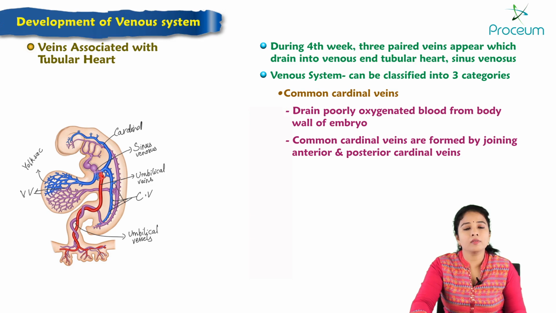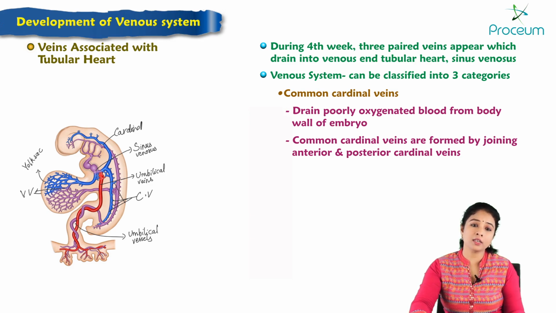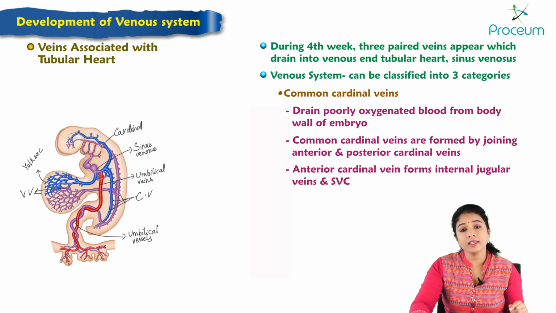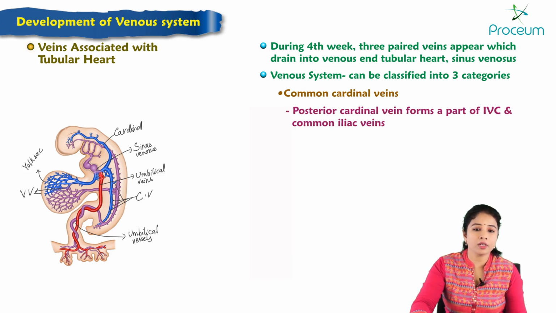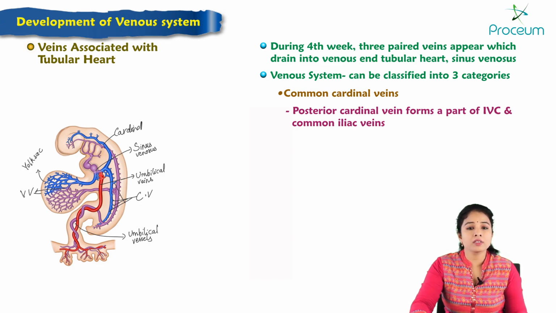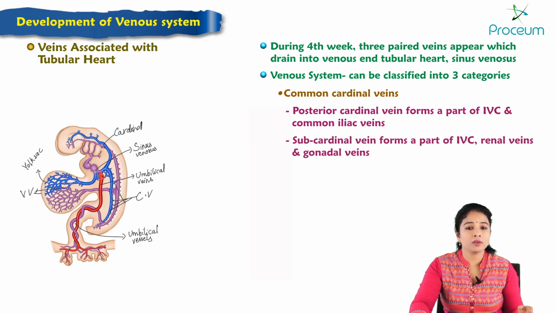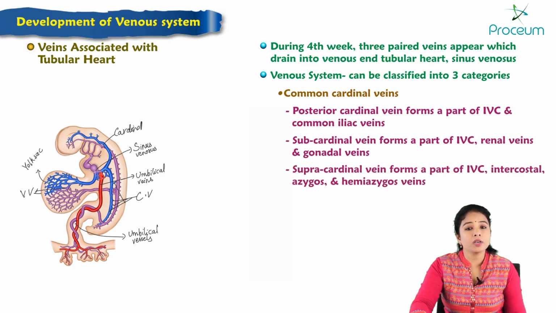The common cardinal veins are formed by the joining of anterior and posterior cardinal veins. The anterior cardinal vein forms the internal jugular vein and superior vena cava, and the posterior cardinal vein forms a part of the inferior vena cava and common iliac veins. The subcardinal vein forms part of the inferior vena cava, and also the renal veins and gonadal veins. Supracardinal veins form a part of the inferior vena cava, intercostal veins, and azygous and hemiazygous veins.